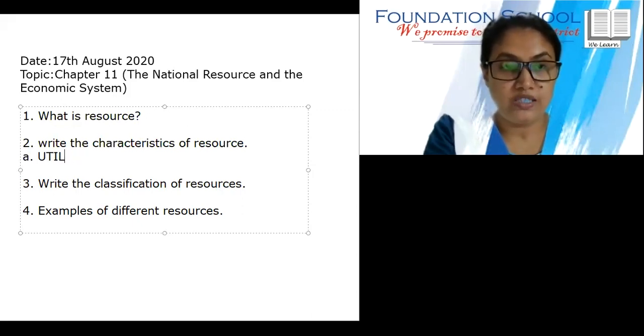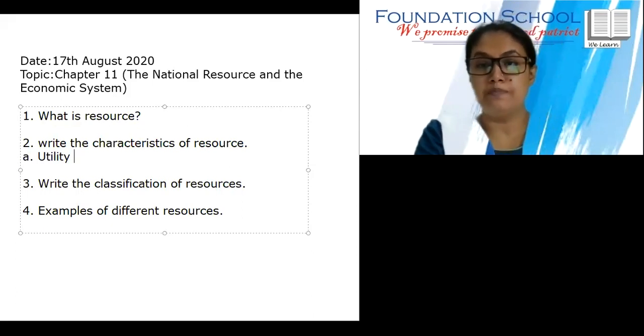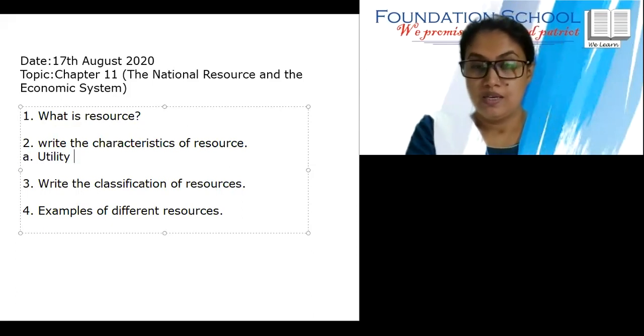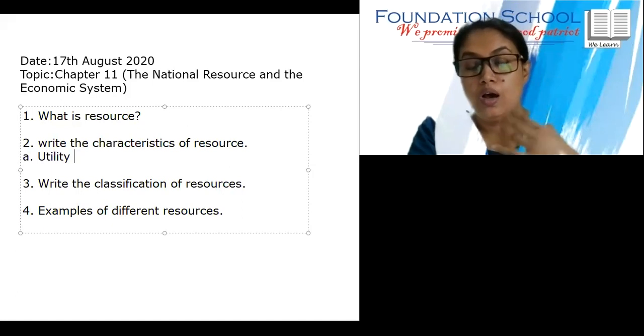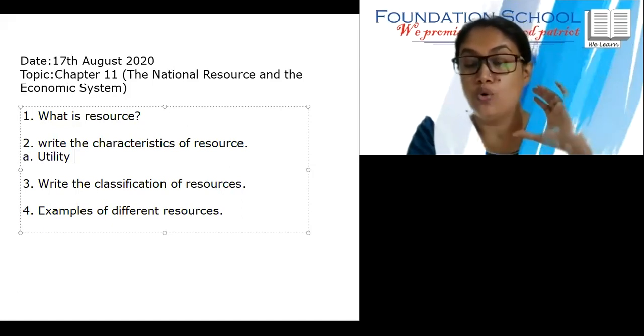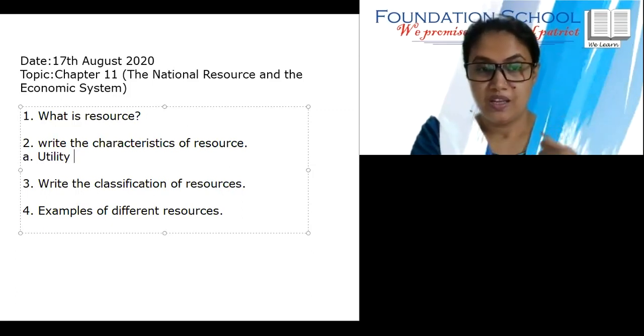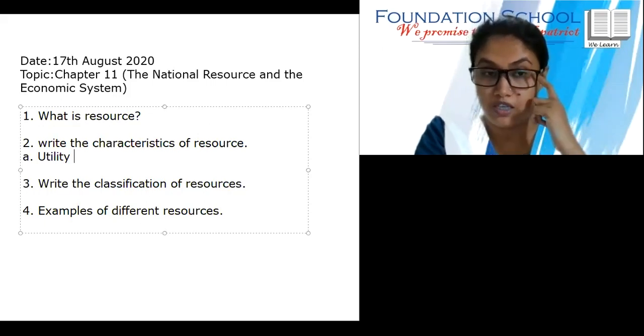So what is utility? It is the ability of fulfilling the need of any commodity. Utility means the ability of fulfilling the demand or the want. Suppose I want to drink Coke now, cold drinks. The cold drinks have the utility to fulfill my thirst. So that cold drink will be a resource in economic terms.